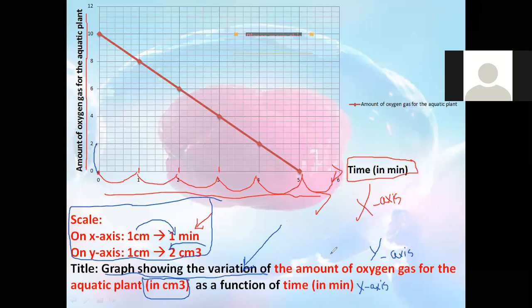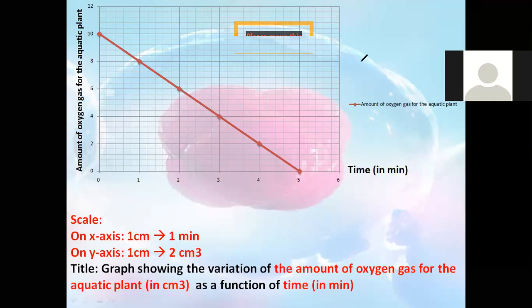So here, this is the title. Always you have to say graph showing the variation of what? On the y-axis, what do we have? The amount of oxygen gas for the aquatic plant. Which unit? Centimeter cube. As a function of what? A function of the x-axis, which is the time in minutes. This is the title. Now, let's move to plot the graph.